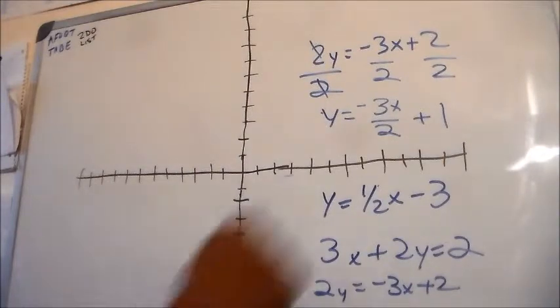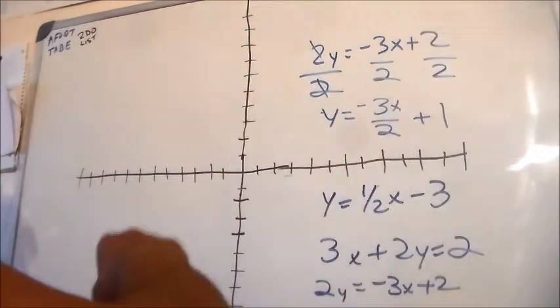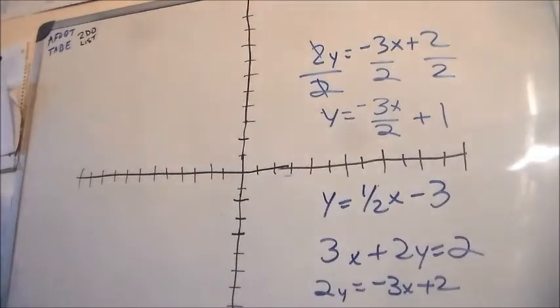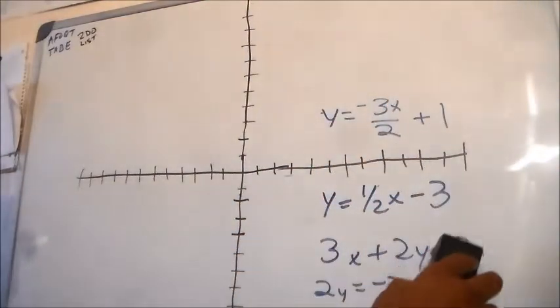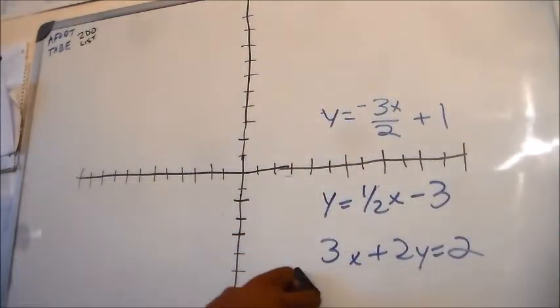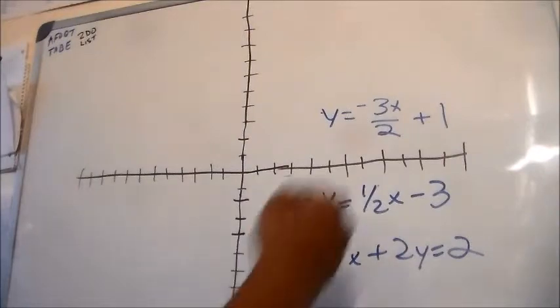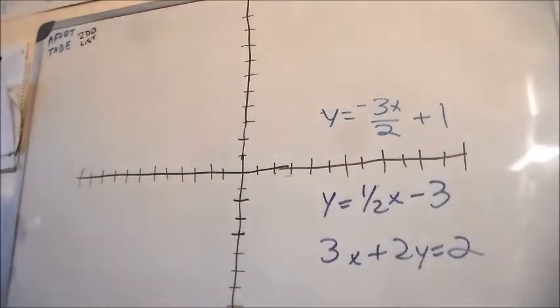Alright, 2 divided by 2 is 1, and so this is our y equals mx plus b format. Now, this equation and this equation are the same line. Same line, but this is the slope-intercept form.